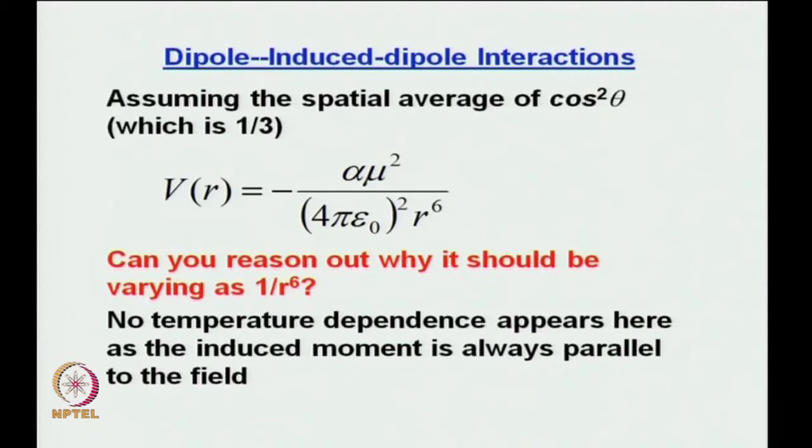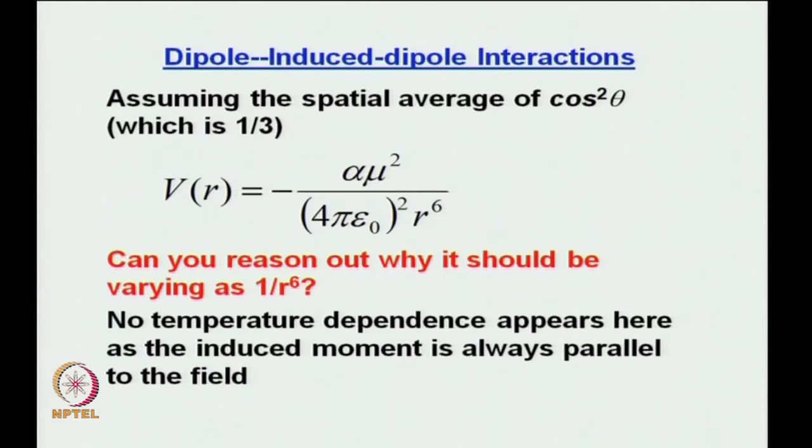So, this is an exercise for you. Can you, just on physical principles and based on a very simple equation like mu is equal to alpha E, reason out why it should have a 1 by r to the power 6 dependence, or r to the power minus 6 dependence? That is a homework problem for you, right. Now, look at the last sentence.